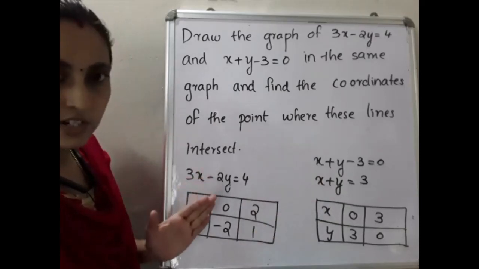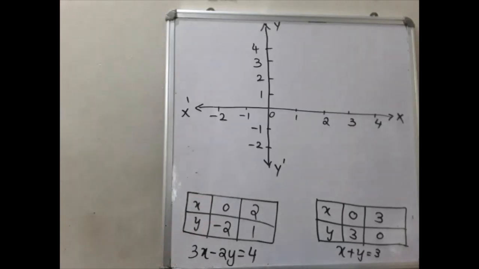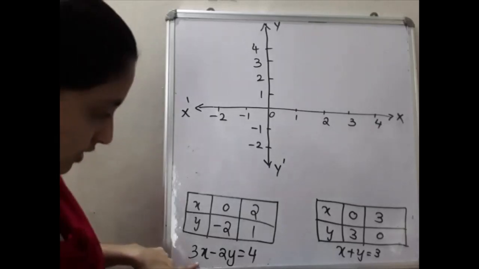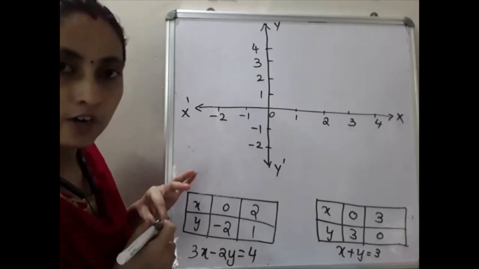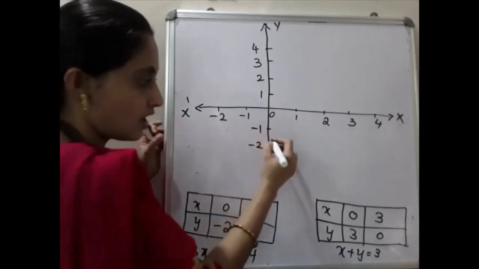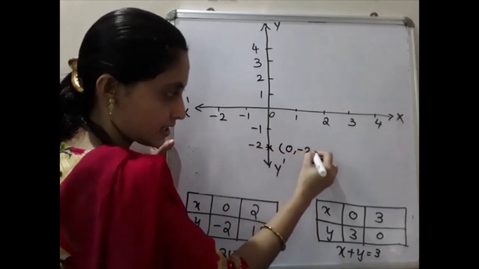Okay, shall we draw the graph? Yes. Please take your graph book. Shall we plot the points? For the first line you have to draw this. Okay, (0, -2). (0, -2) means a point on which axis? That is on this. So you have to write this (0, -2).